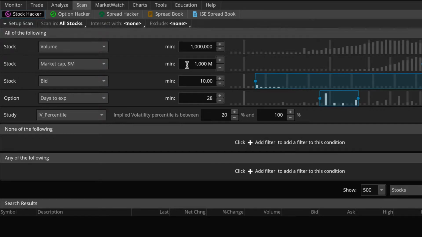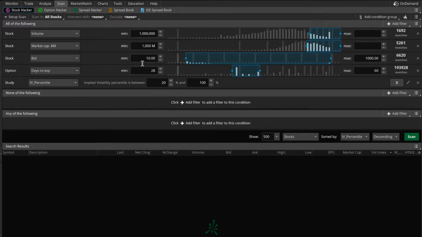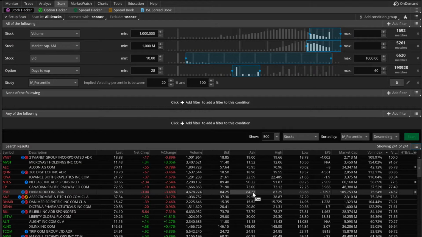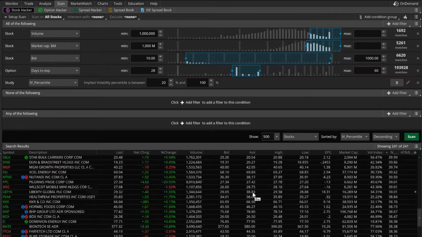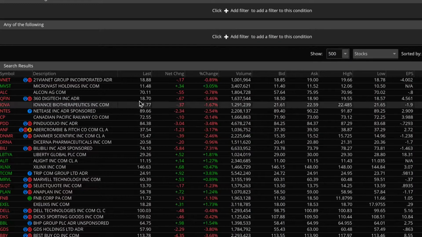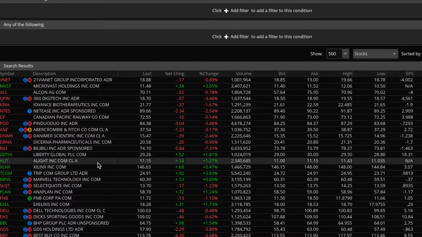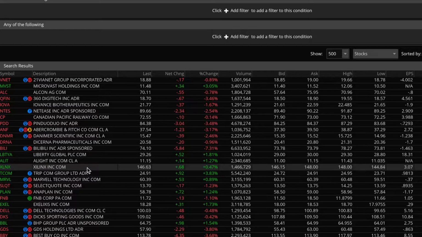I also want my scanner to look for stocks with a price of at least $10 per share, and so on and so forth. And then once I have my parameters set here, I can just click scan. And there we go. It gives me a whole list of stocks that meet that set of criteria. And then I can just go through this list and pick the ones that I want to add to my watch list. And I will say this is a much more complex way to find new stocks.